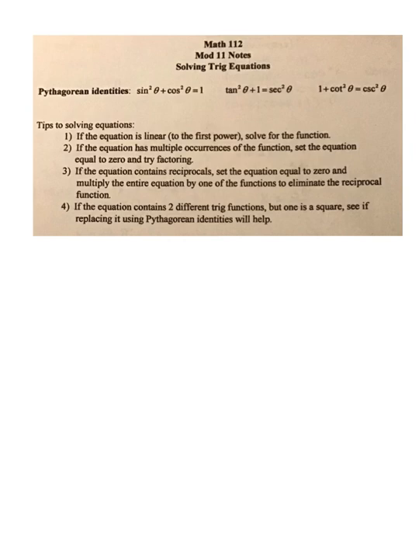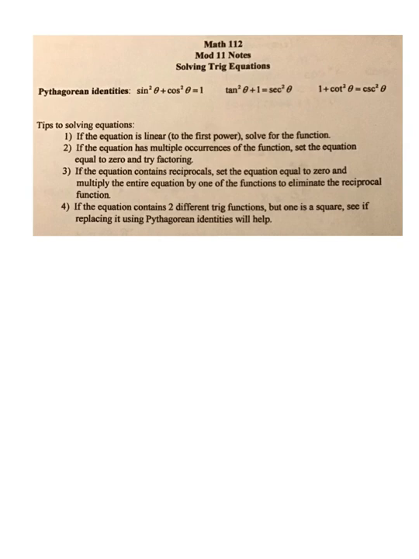If the equation is linear, that means that the function, the sine, the cosine, the tangent is to the first power. You want to just solve for the function. Get the equation to the point where you have sine equals this or tangent equals that. If the equation has multiple occurrences of the function, you have more than one term that has sine in it or that has cosine in it, then get all of the terms on the same side, set the equation equal to 0, and try factoring.